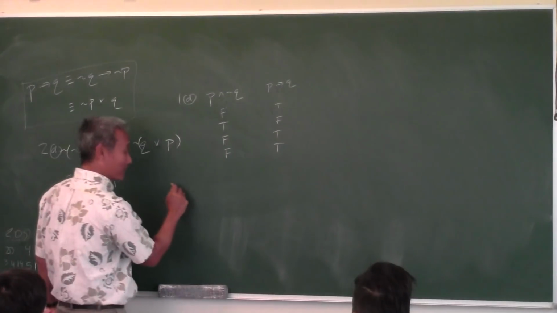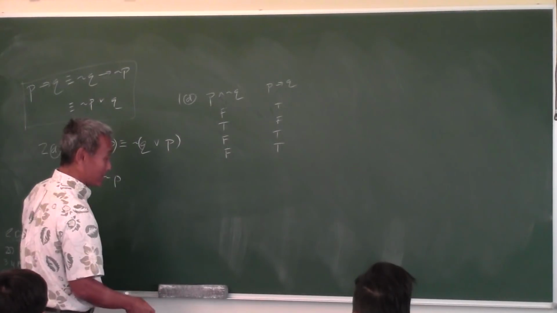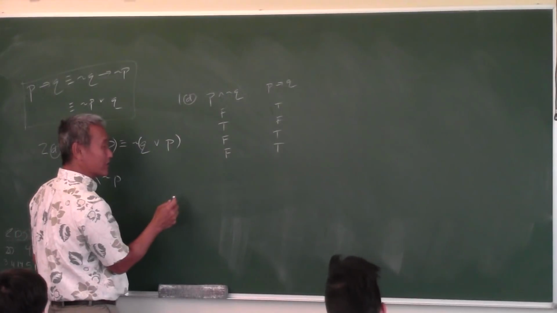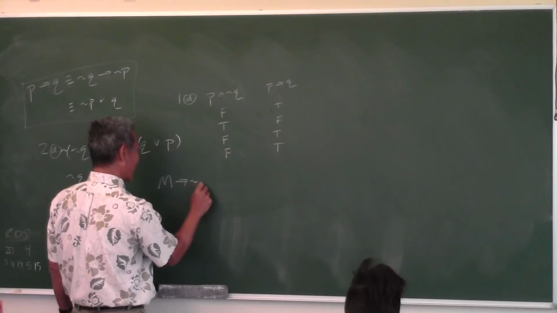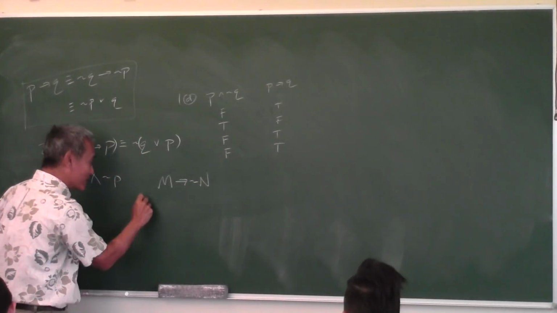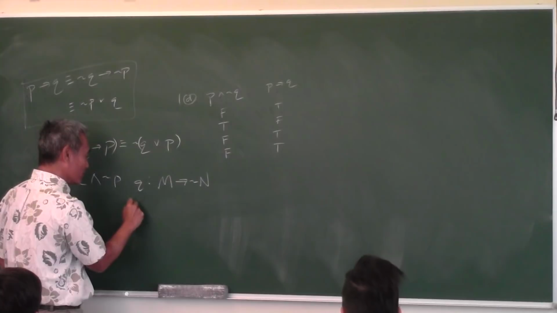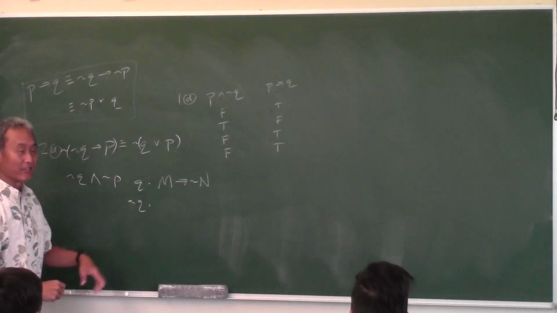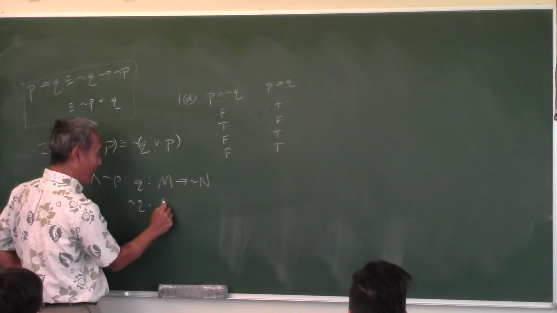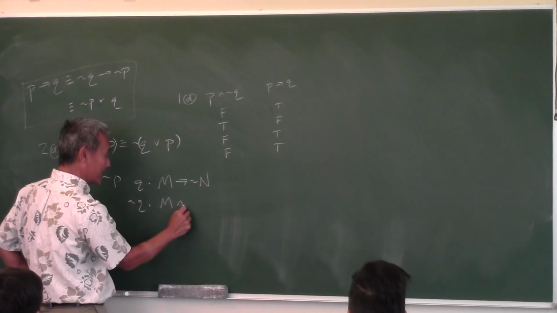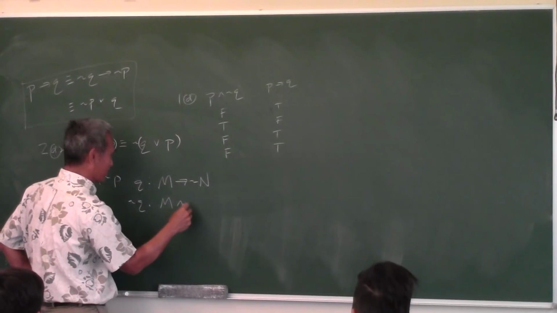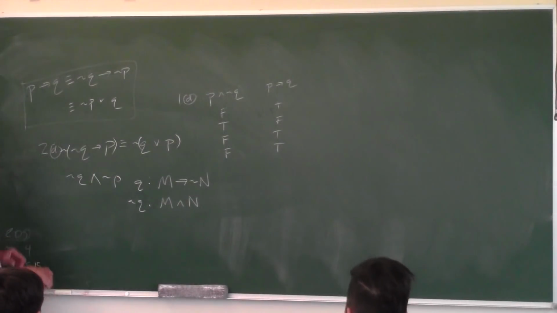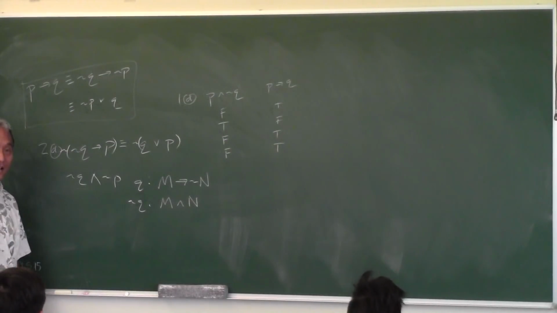Okay, let me give you an example, because this is on the quiz, and you just have to be able to do it. Let's do different letters. How about M implies not N? What is the negation of that? So if this is statement Q, what is not Q? What is the negation of that? M and what? There it is. Can you guys do that?